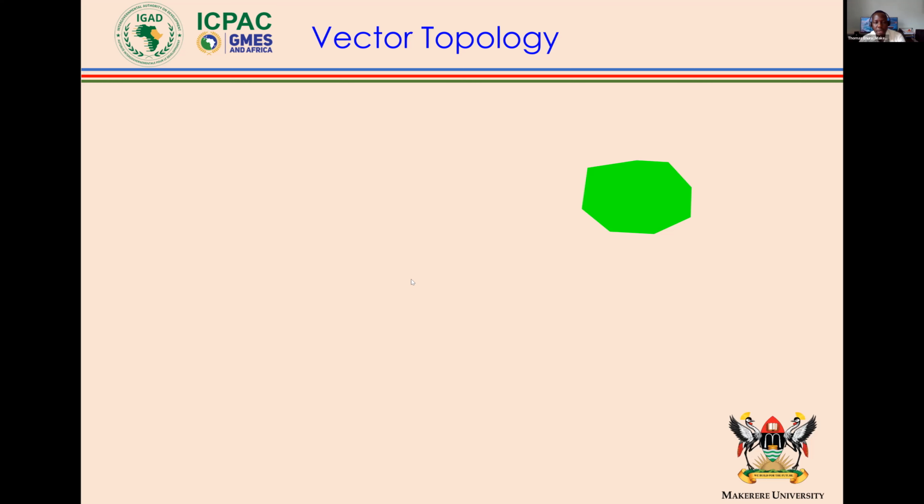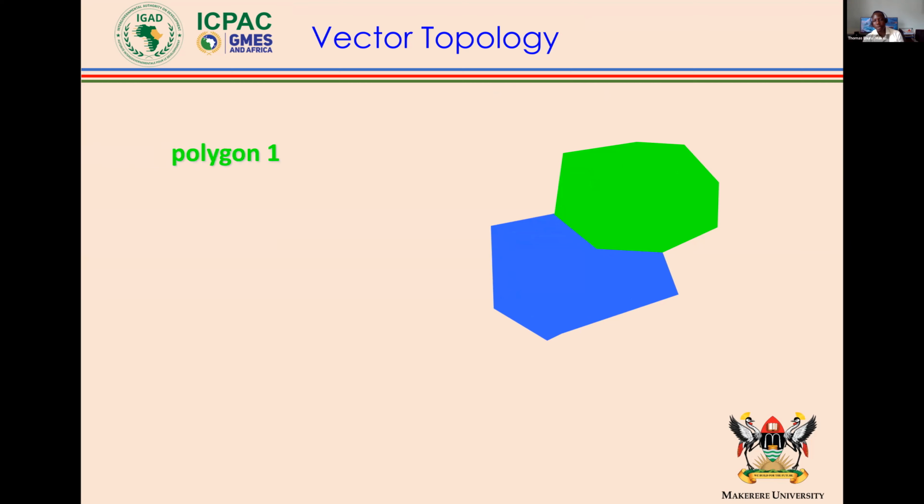Now let's look at how topology really works. First you have your first polygon, and we're going to use polygons to explain this in detail. You have your first polygon right there, and then you have the second polygon that is right there. So you have polygon 1, which is in green, and polygon 2, which is in blue.